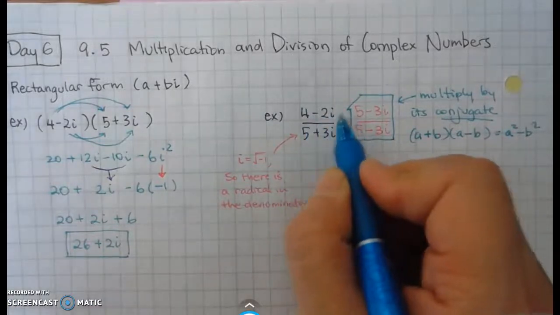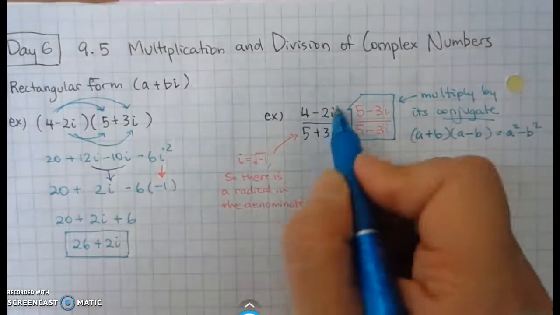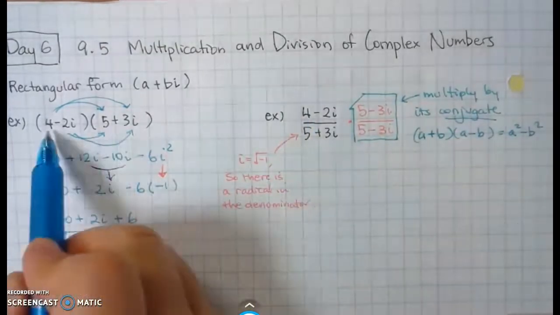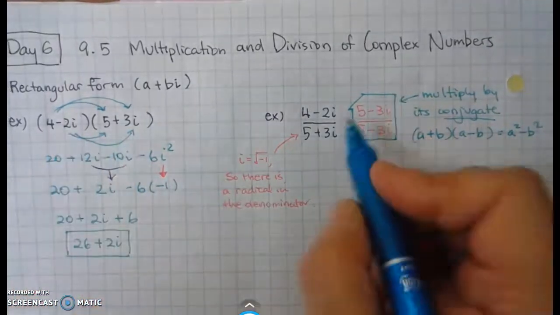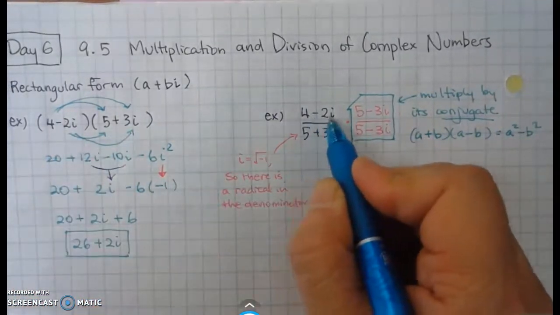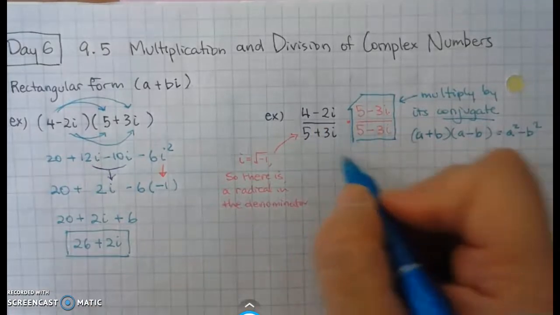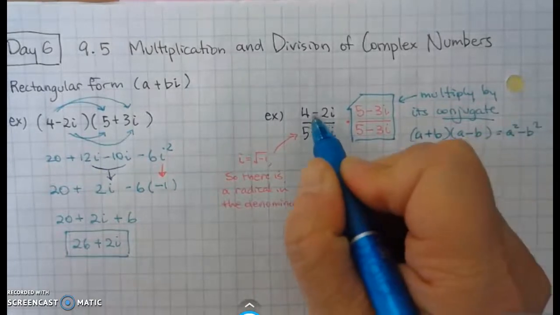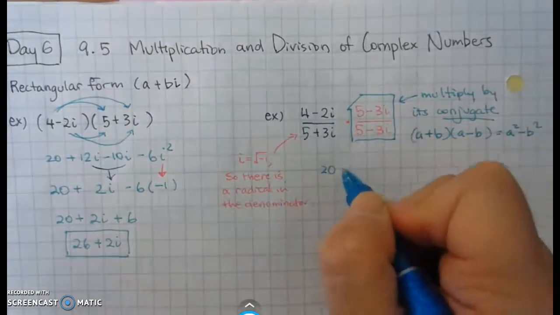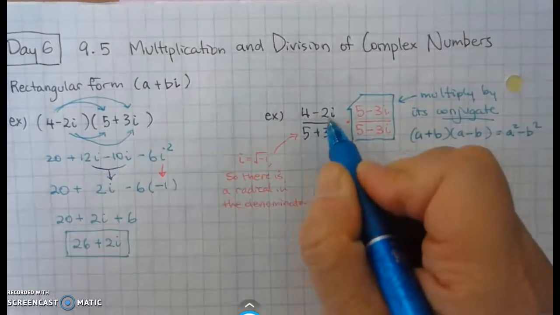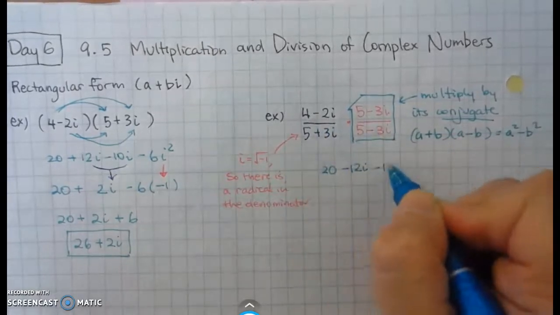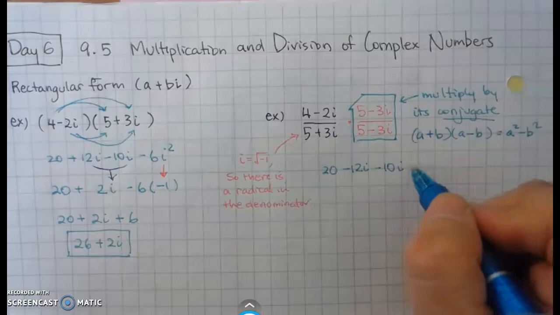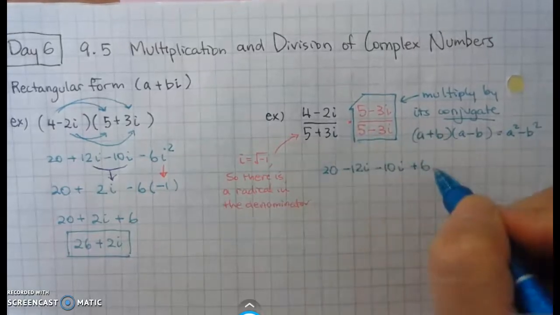Okay, so now when you're multiplying a fraction with another fraction, you multiply top with top. So the numerator just becomes multiplying two binomials. It becomes 4 minus 2i multiplied by 5 minus 3i. So 4 times 5 is 20. 4 times negative 3i is negative 12i. Minus 2i times 5 is negative 10i. Negative 2i times negative 3i: negative 2 times negative 3 is positive 6, and i times i is i squared.